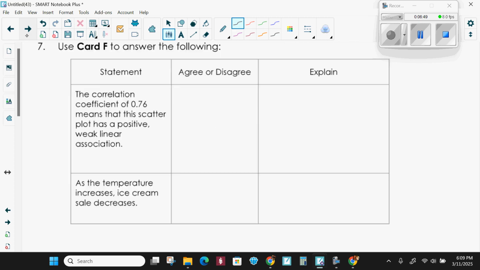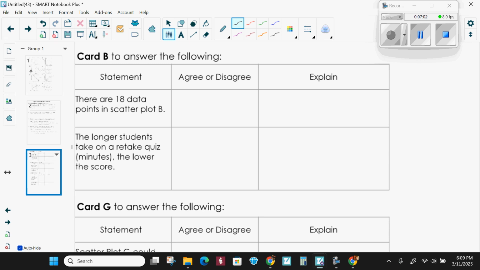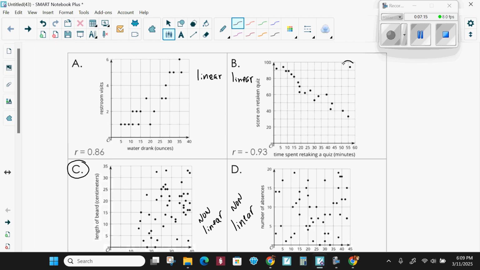Okay, so let's look on the back. Now the back goes through using a specific card to talk about the data. So the first one says there are 18 data points in the scatter plot. So if we go back to the scatter plots and we go over here, 1, 2, 3, 4, 5, 6, 7, 8, 9, 10, 11, 12, 13, 14, 15, 16, 17, 18. But then don't forget this one up here. Okay, so that makes 19 points on there.